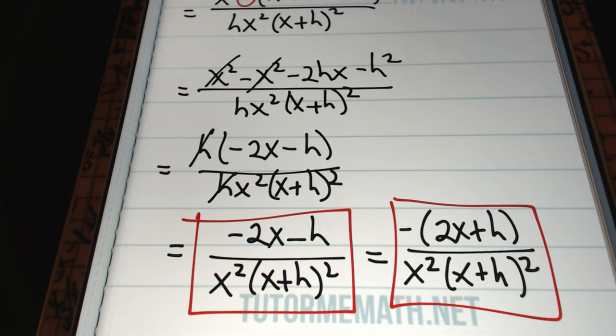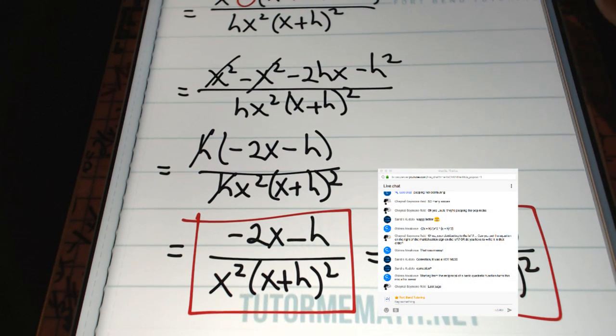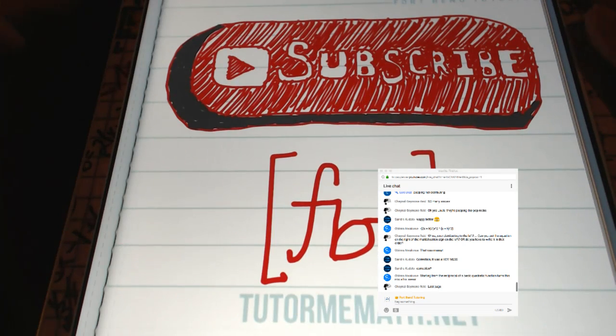Okay, ladies and gentlemen, I just wanted to let you know that those were the problems I wanted to share with you today. So we had 12 problems dealing with the difference quotient.